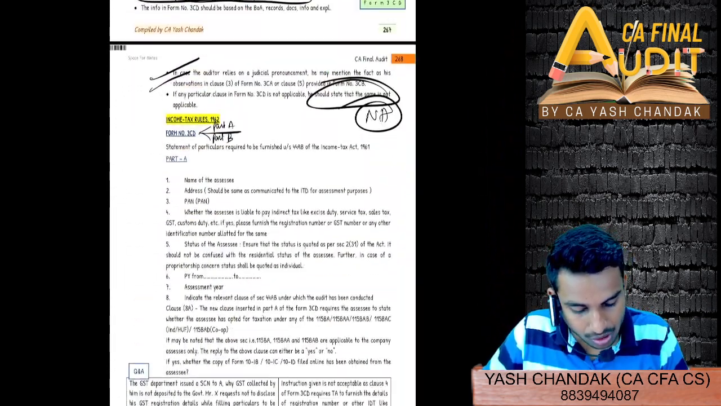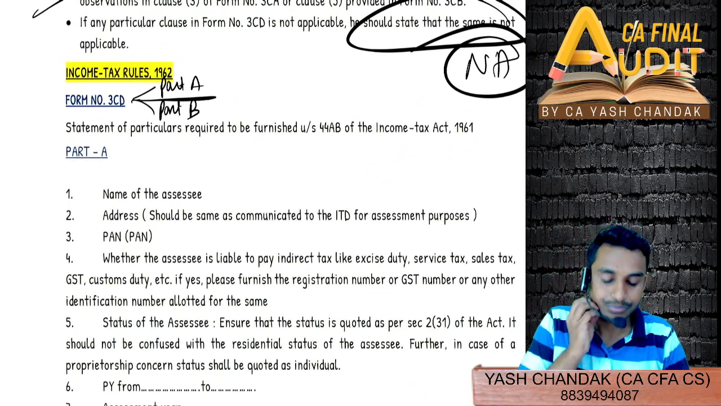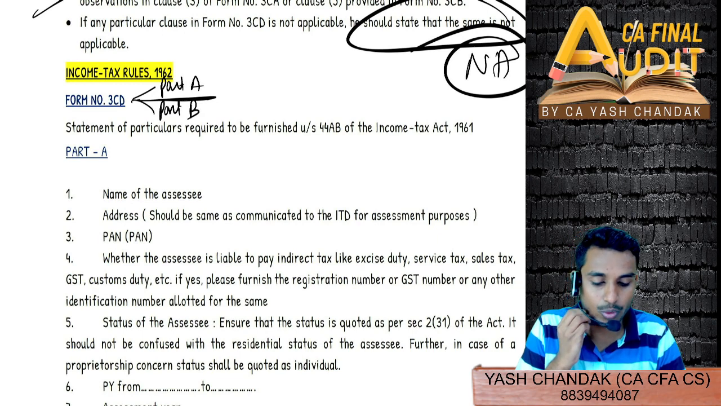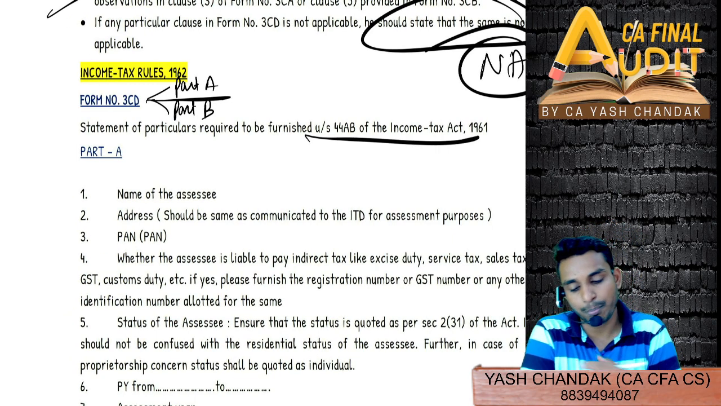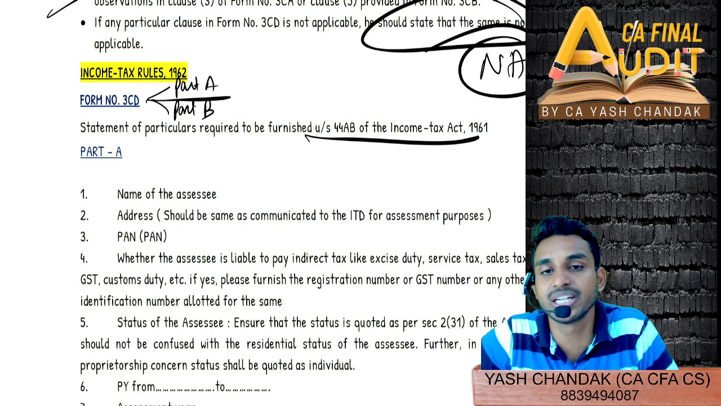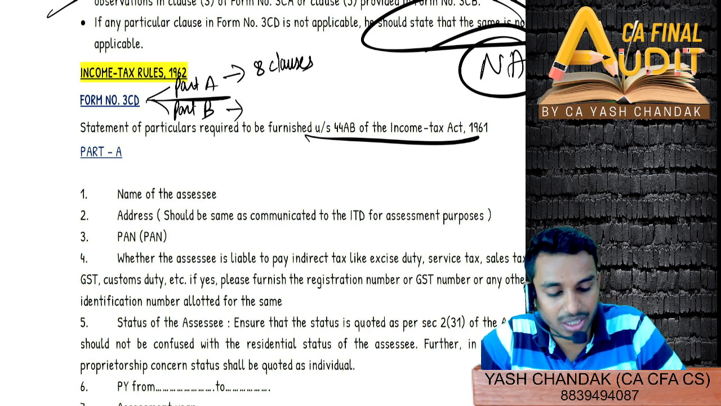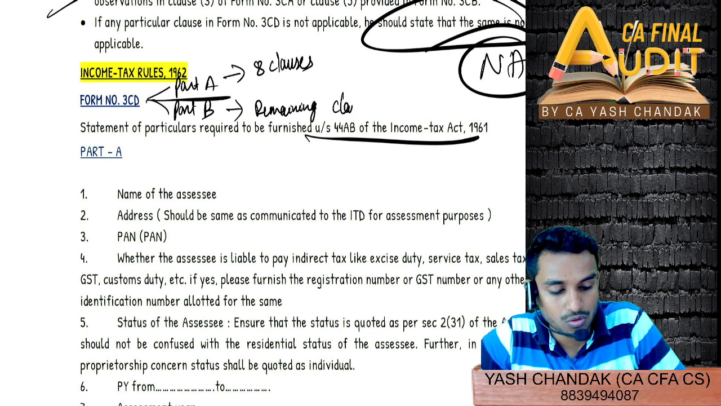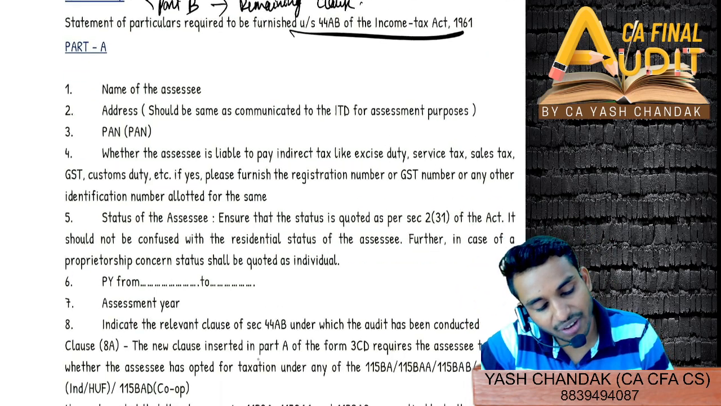Yeah, so let's quickly start with what? Form 3CD now. Form 3CD, statement of particulars required to be furnished under section 44AB of the Income Tax Act 1961. Part A and Part B. I told you these are divided in two parts. Part A has 8 clauses and Part B has the remaining clauses. So Part A is very basic, similar to a KYC sort of thing.